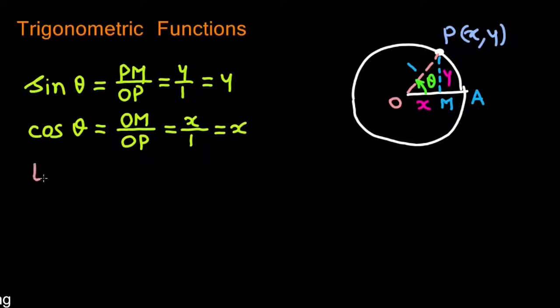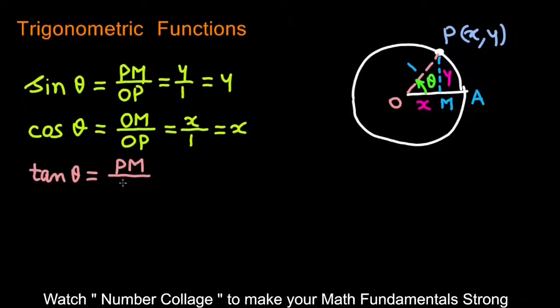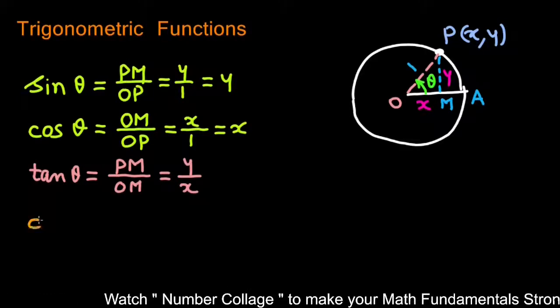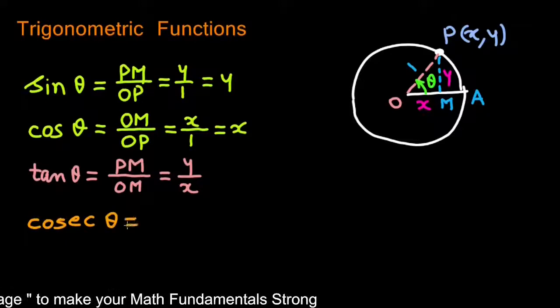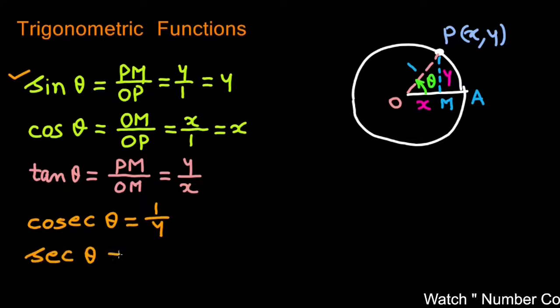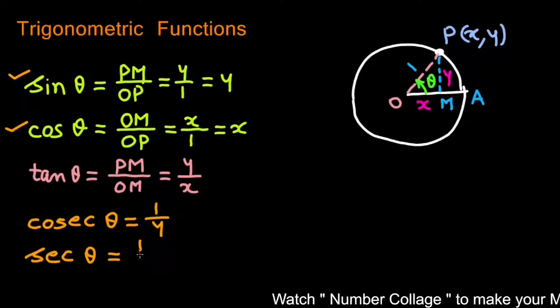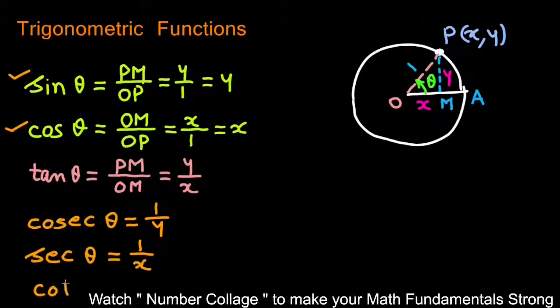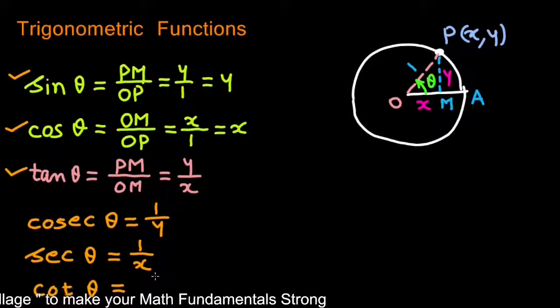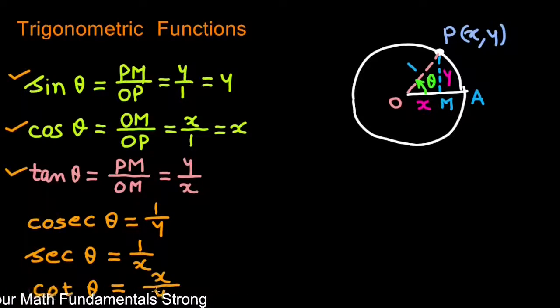Tan theta will be PM upon OM, that will be y upon x. Cosec theta is reciprocal of sin theta, so it will be 1 upon y. Sec theta is reciprocal of cos theta, so it will be 1 upon x. And finally, cot theta, which is reciprocal of tan theta, so it will be x upon y.